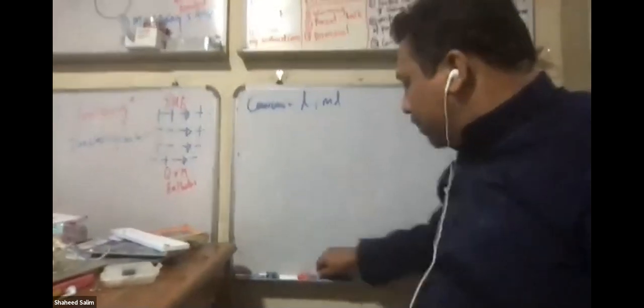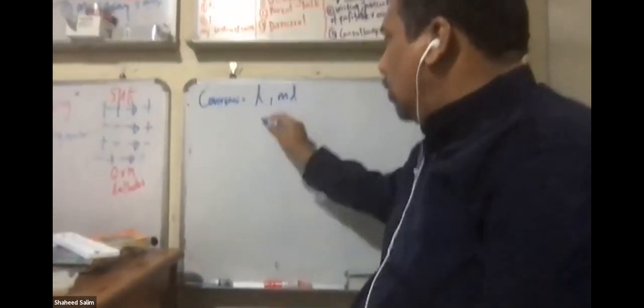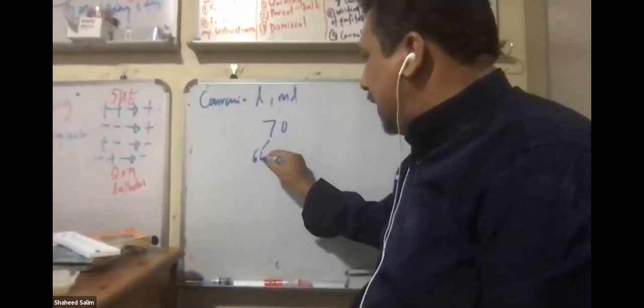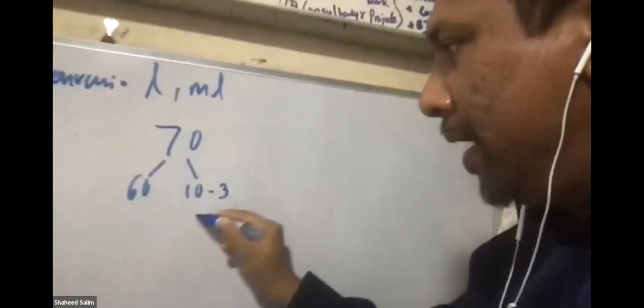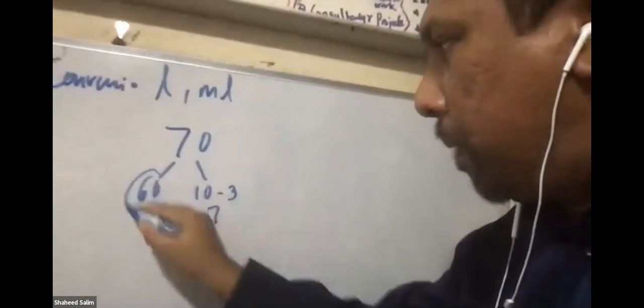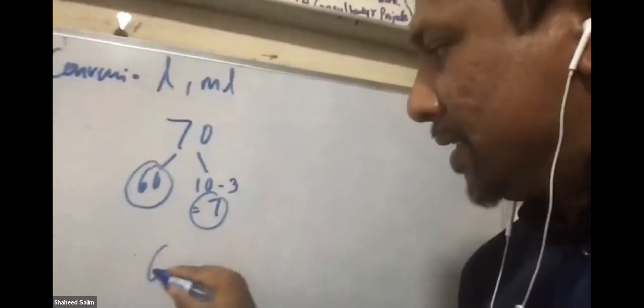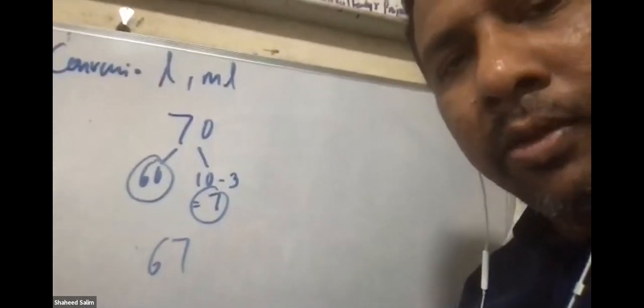Now in your mind, you break up the 70 into 2 numbers, 60 and 10. That's what you do, right, Putri? And then this one, you minus the 3. You minus 3, you get 7. Now you plus back the 60 and the 7 becomes 67. You know what I mean?